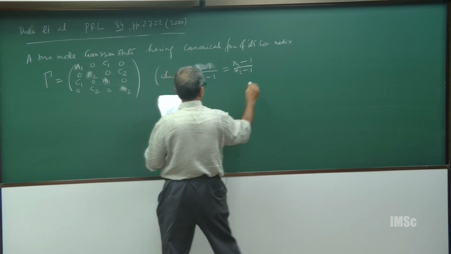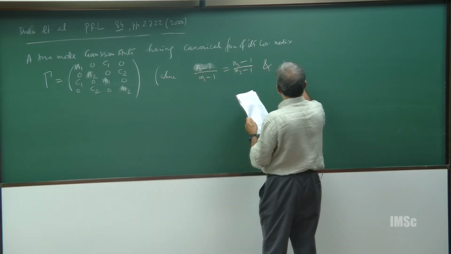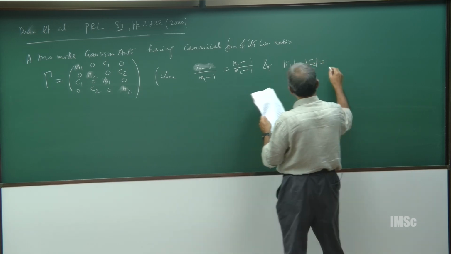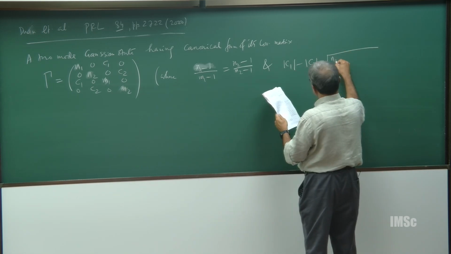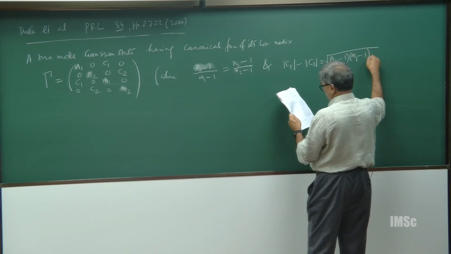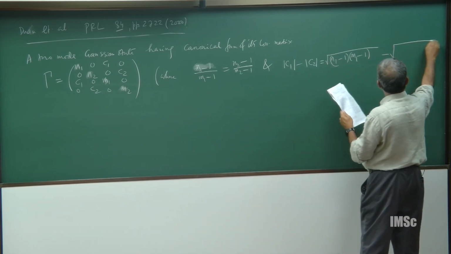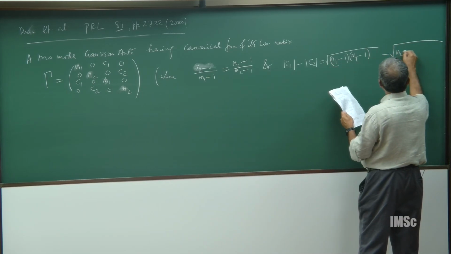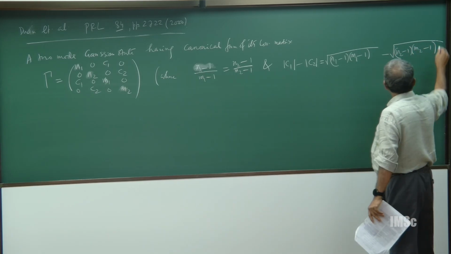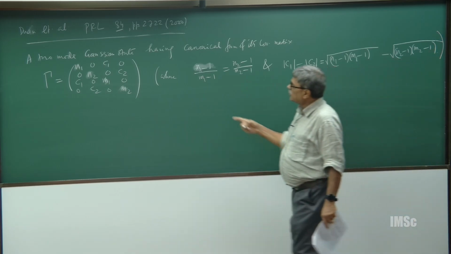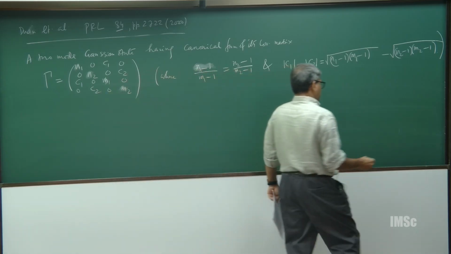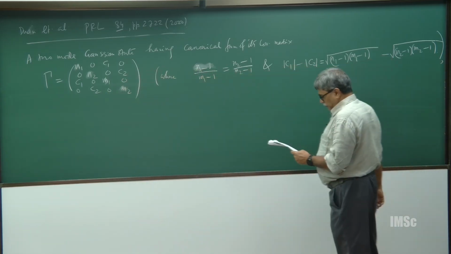and mod C1, these are real numbers of course, minus mod C2 is equal to square root of n1 minus 1 by m1 minus 1, minus square root of n2 minus 1 by m2 minus 1. Okay. So, a two mode Gaussian state having canonical form of its covariance matrix where these conditions are satisfied.